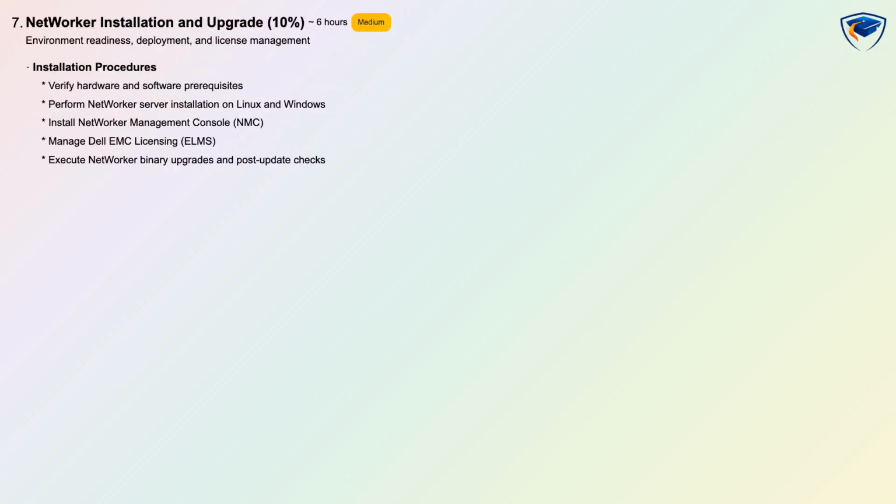Networker Installation and Upgrade is 10%, medium difficulty, with about 6 hours of hands-on and conceptual study focused on deployment readiness and life cycle tasks. You will verify hardware and software prerequisites, perform Networker server installations on Linux and Windows, and install the Networker Management Console. Other topics include Dell EMC licensing management, executing binary upgrades, and running post-update checks to validate a successful deployment.